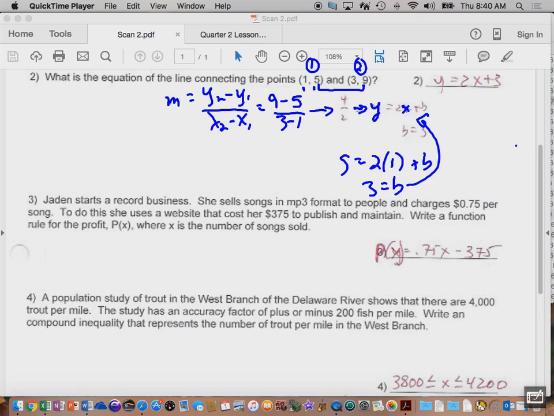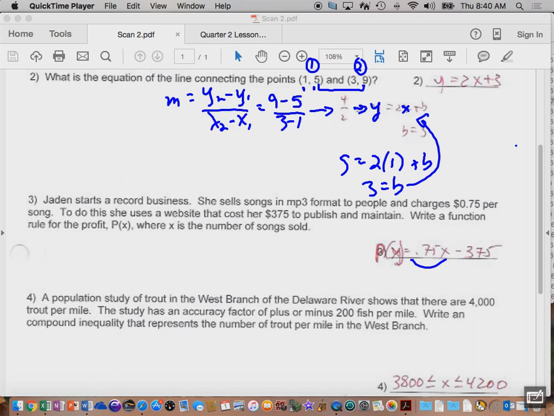I really like the fact that on the quiz, just about every person in the room knew to write 0.75x because you're getting 75 cents per song. So everybody wrote 0.75x. Everybody recognized that the 375 was a one-time fee. Here's where we had a problem. Some people put plus 375, and some people put minus 375.